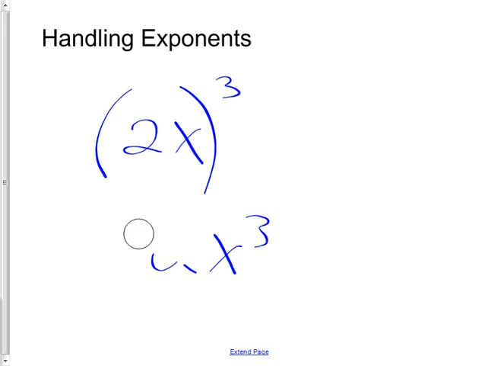The 2 has to be put to the third also, and so it should be what? 8x to the third. Okay, how about this? Let's say it was negative in front, and then 3x squared, like that. Try to figure out what you'd have now. It's all basic algebra stuff.